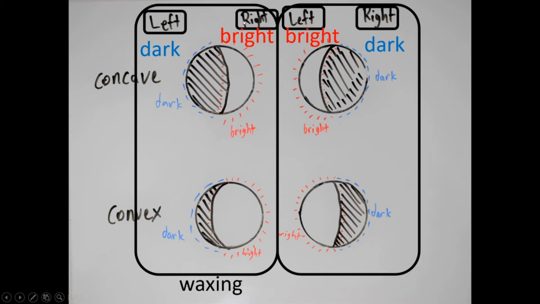Left side dark, right side bright means waxing. Left side bright, right side dark means waning. So both of these are waxing, both of these are waning.